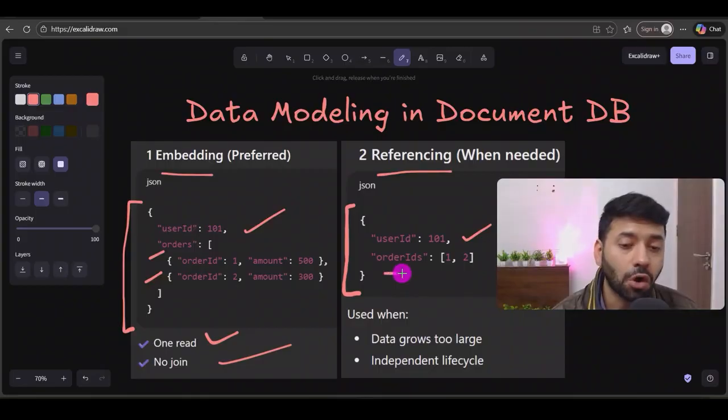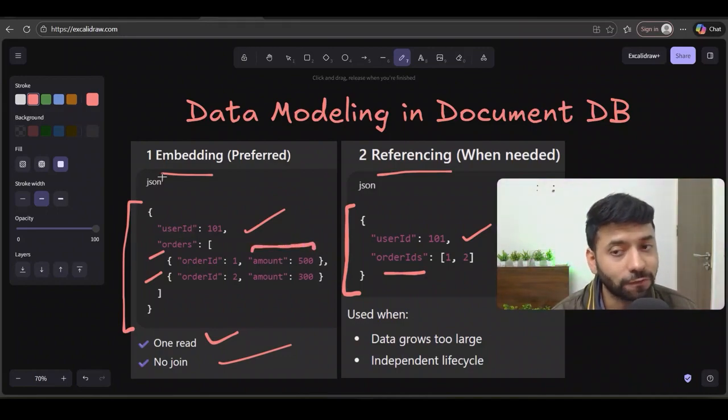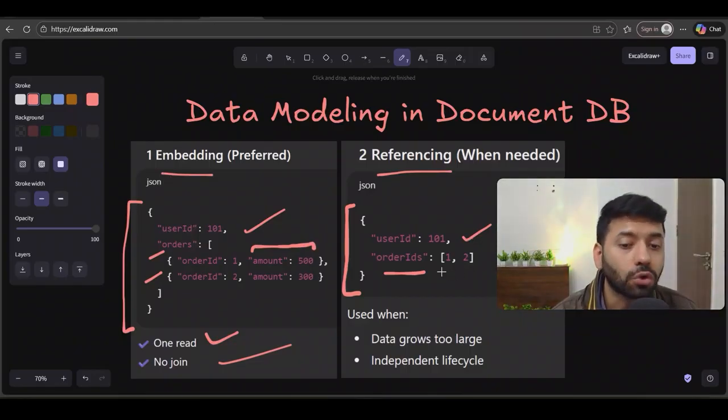We have just kept the order IDs here, 1 and 2, but we have not kept the detail related to that order. Like for example, we maintained the amount as well in the first case of embedding, but we have not kept the amount or whatever detail was present for that order ID here. Why? Because this is used when your data grows too large. Say for example, in this document you had a huge amount of data.